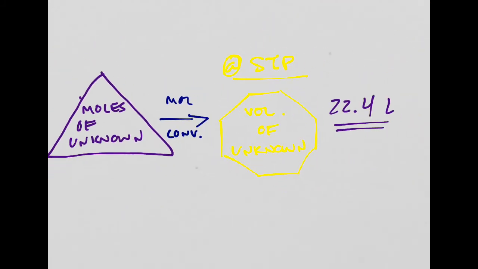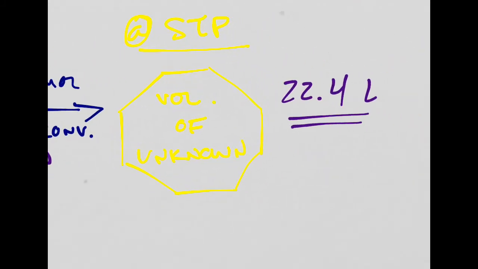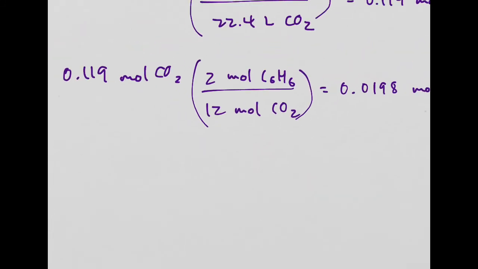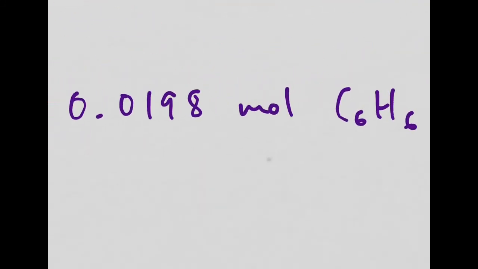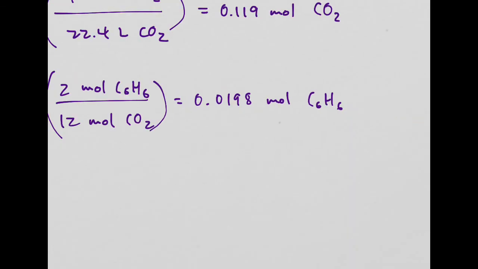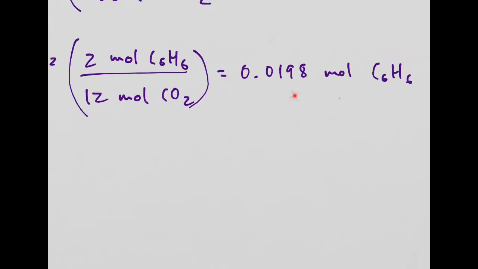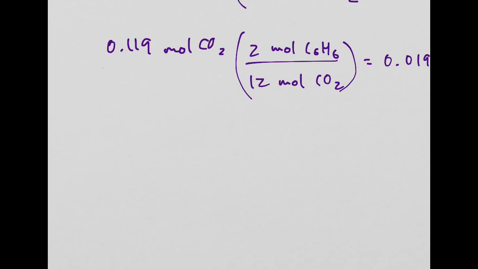And then, of course, I'm not done, because once I have my moles of my unknown, I need to do the mole conversion again to figure out the volume of my unknown gas. So let's go ahead and go back into here. So this is my number of moles of the gas, my unknown, which is the benzene. And I'm going to take this number and convert it using a mole conversion piece again.